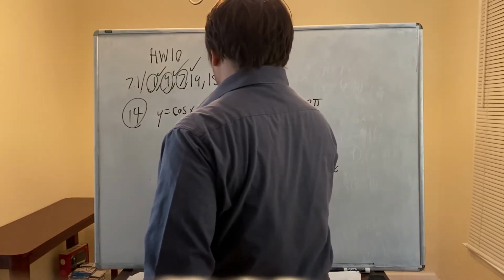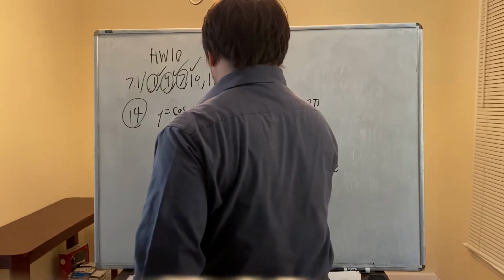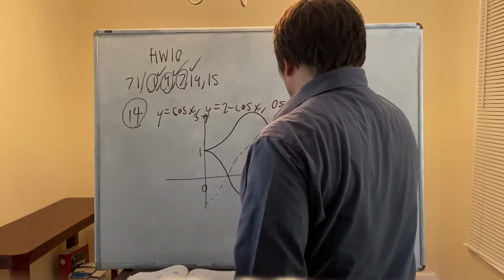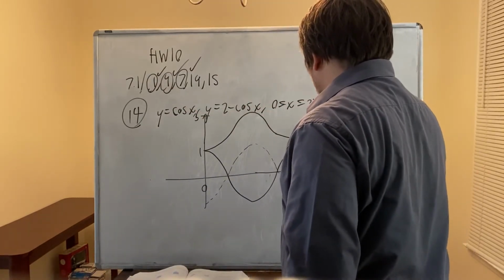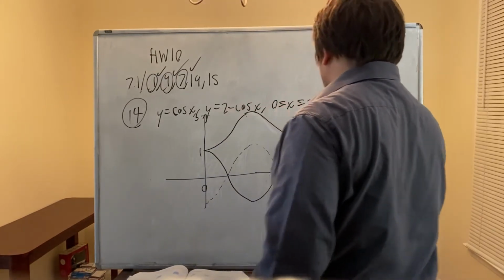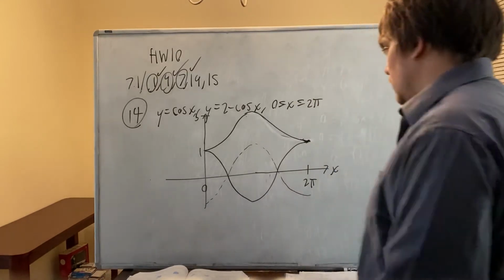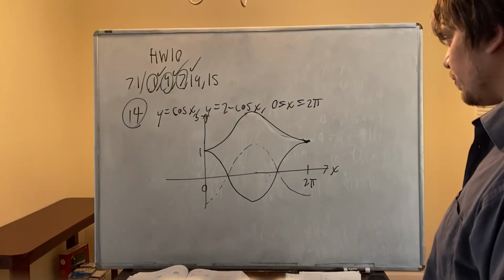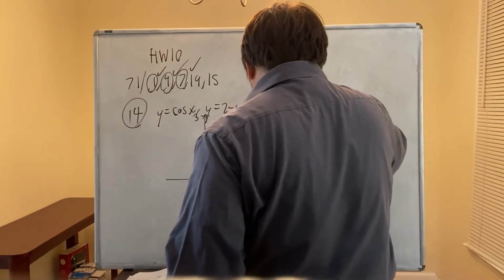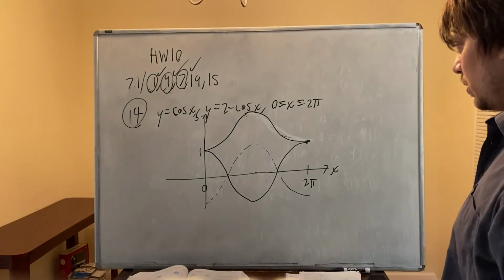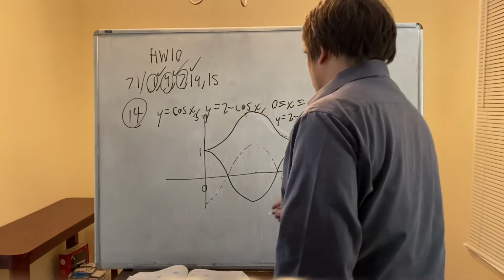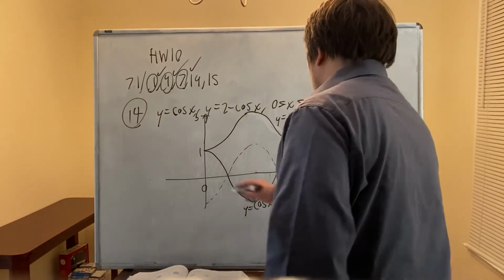And so now you would get that function. Okay. So that is y equals 2 minus cosine x. And this is y equals cosine x from 0 to 2 pi.